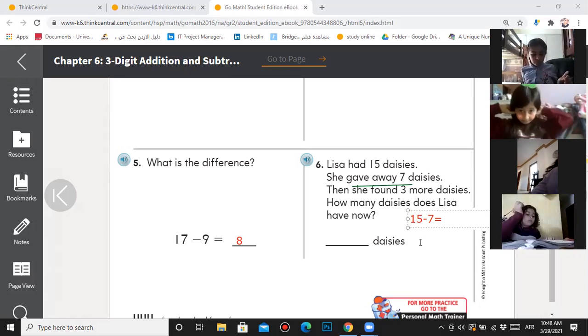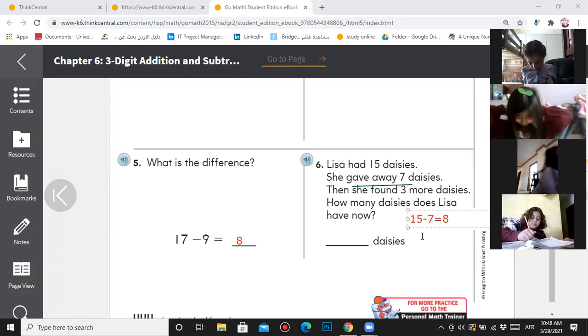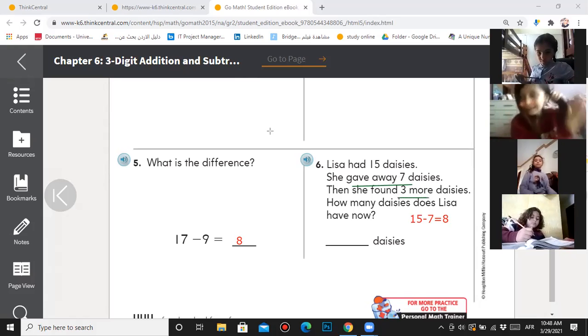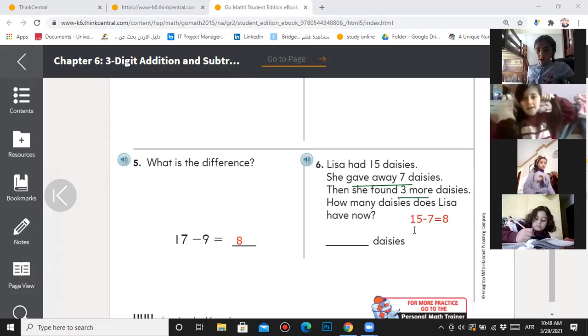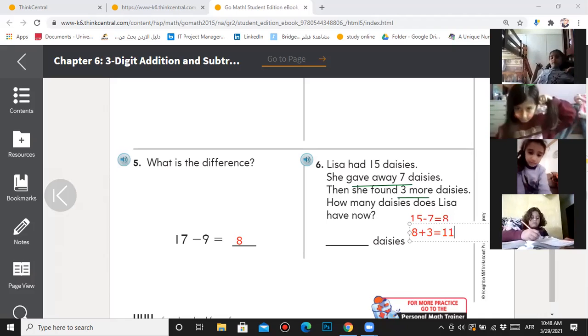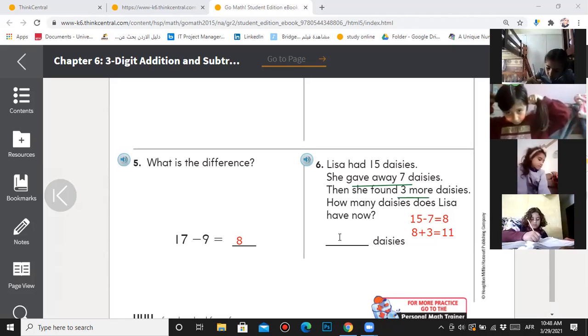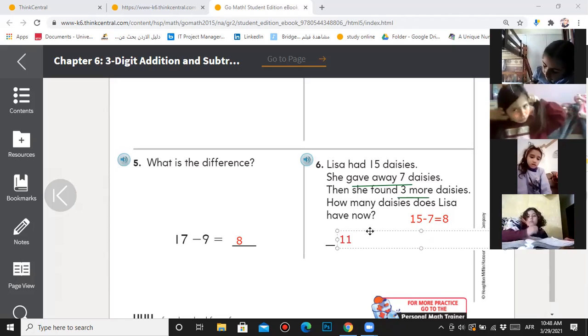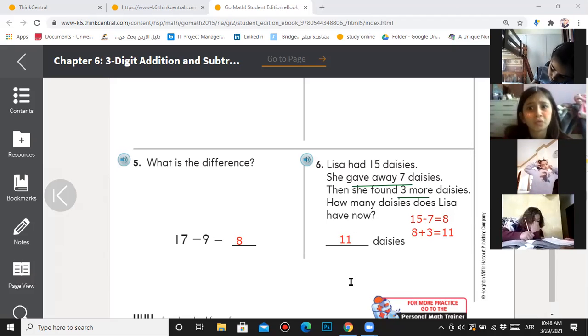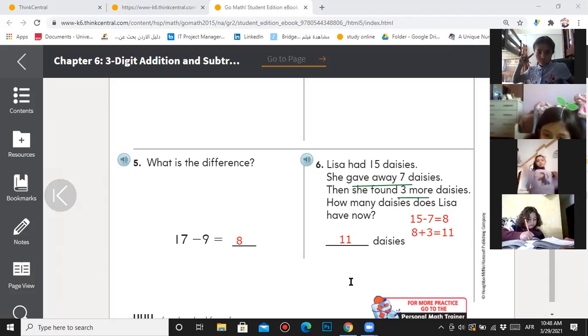8. And then she found 3 more. 3 more means plus. So 8 plus 3. What is the answer? 11. Here is 11. How can it work with minus and plus at the same time? It's okay. It's a good question. So give away and more, we have plus and minus together. Okay, guys?